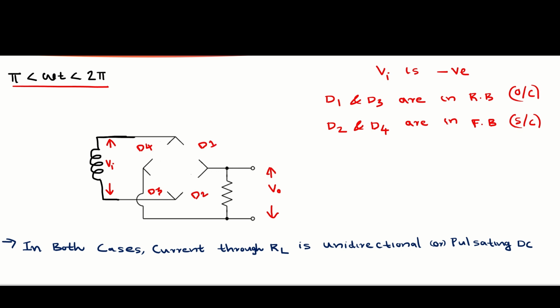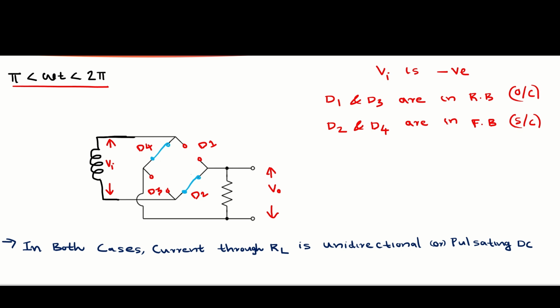And D1 and D3 are in reverse bias, so these are open circuit. And D2 and D4 are forward bias, so these two are short circuit. Okay, then next is what is the current flow direction. So look onto this diagram.